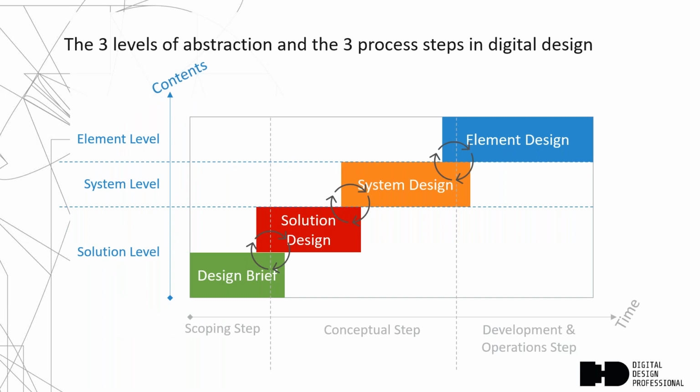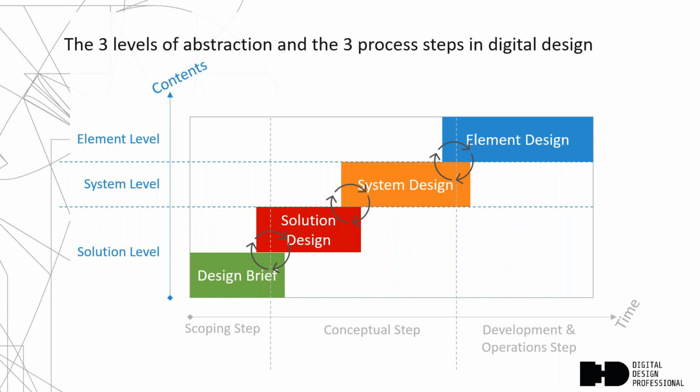When we combine the two things that I just introduced, namely the different levels, solution, system, and element, and the three steps, scoping, conceptual, development, and operation, you can assign the different types of design processes to the different steps. When we start with the scoping step, we create a kind of design brief. The term design brief comes from the industrial design profession. They typically use a design brief, a very short description of the product the client wants to create, so that the designers have an initial understanding of how the product may look, what the objectives are, and in which direction the product should be developed. The design brief can also be used to define certain constraints, for example, certain technologies that you want to use, such as artificial intelligence or augmented reality.